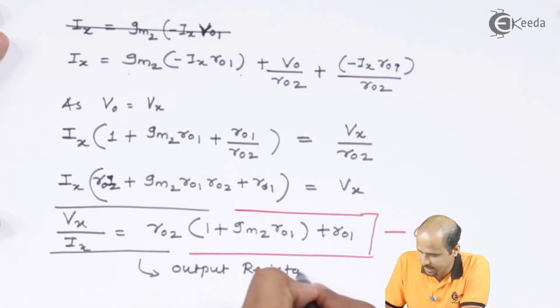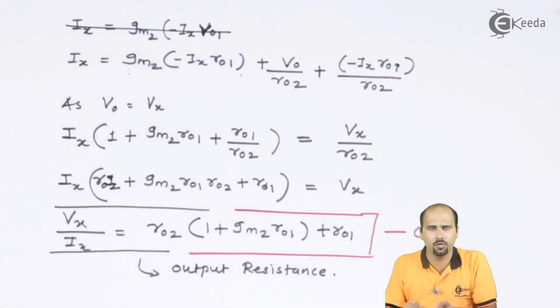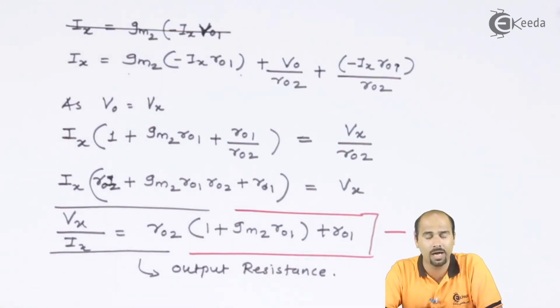So as far as the AC analysis is concerned, we found out the value of voltage gain and the output resistance. So we have completed the AC analysis fundamentals of the cascode amplifier with FET, right?